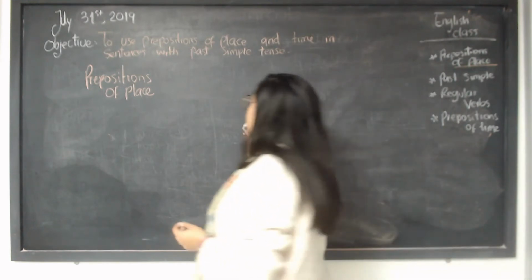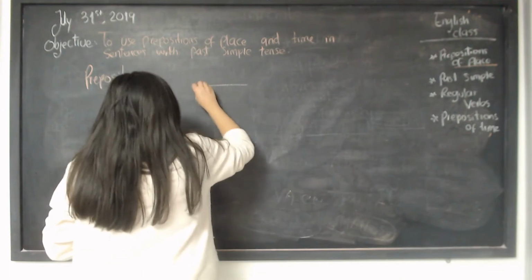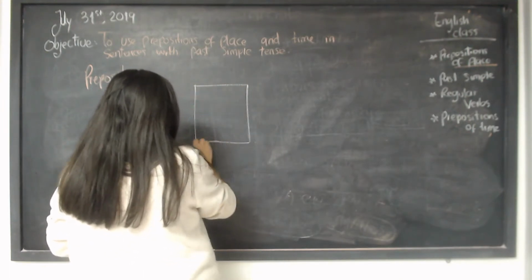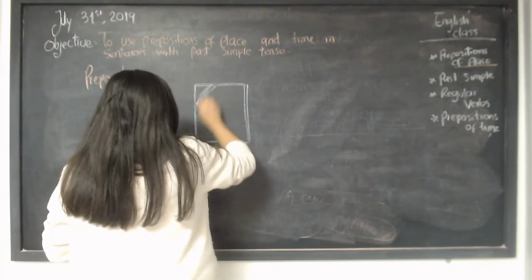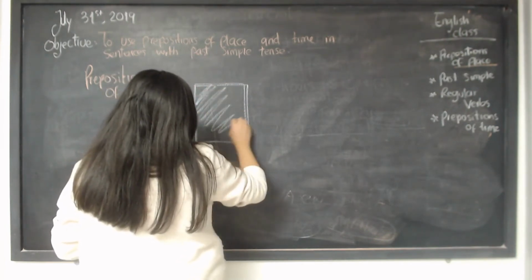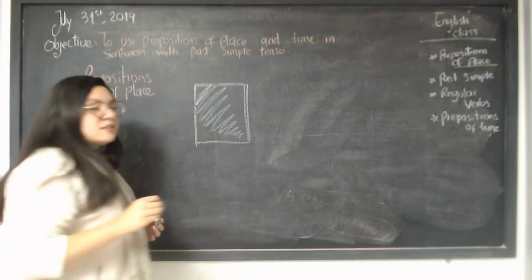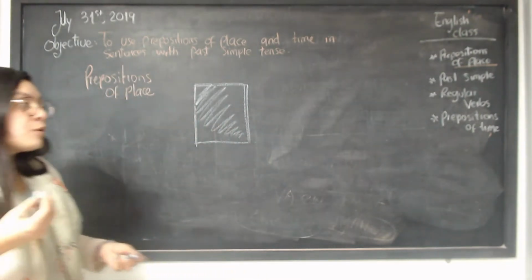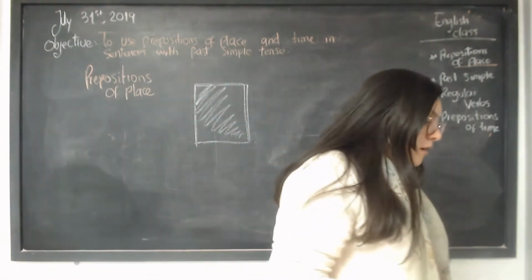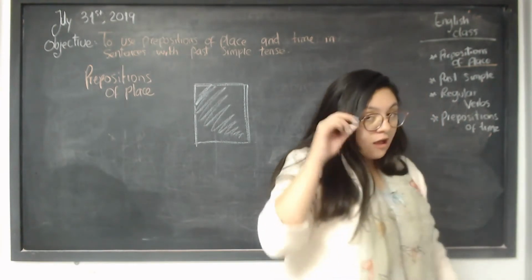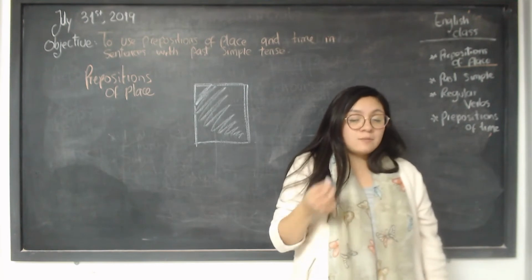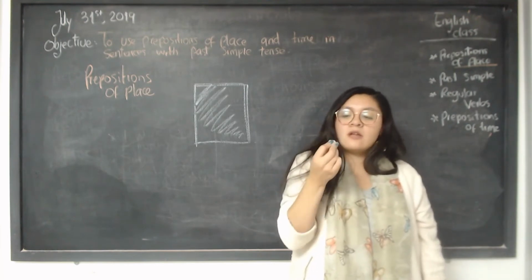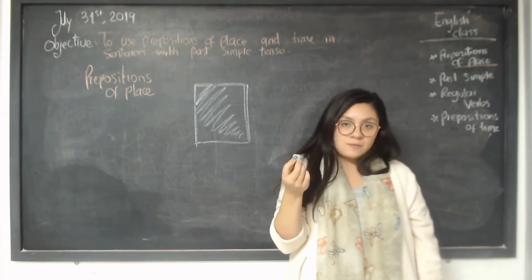So you're going to imagine that this is a paper sheet. Esta es una hoja de papel, okay? This is a paper sheet. And I'm going to explain to you with a little ball or with a little circle the prepositions of place. Entonces les voy a explicar con un círculo las preposiciones de lugar.